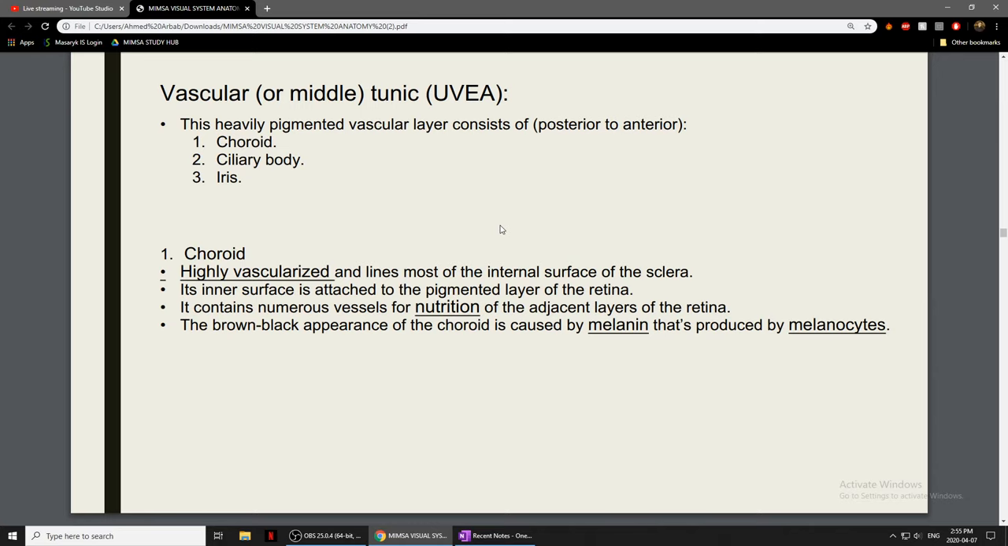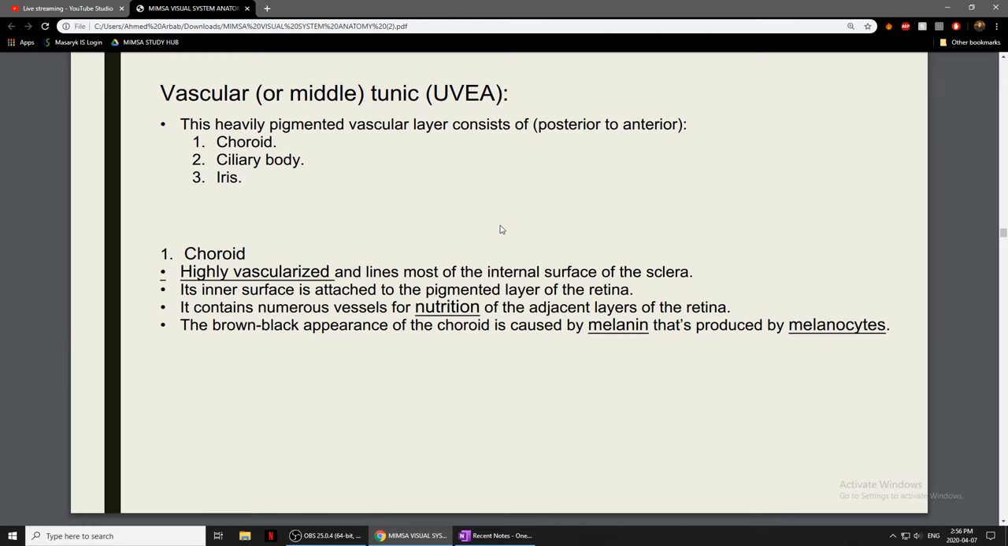Right, so the choroid is a highly vascularized part, the posterior part. It's internal to the sclera. It is a pigmented layer. It contains numerous vessels for the nutrition of the retina, which is white, sort of internal to it. And it also has a brown-black appearance because of melanin. So just like the cells in the skin that form melanin, called melanocytes, they also exist in the choroid, and they also form melanin here.